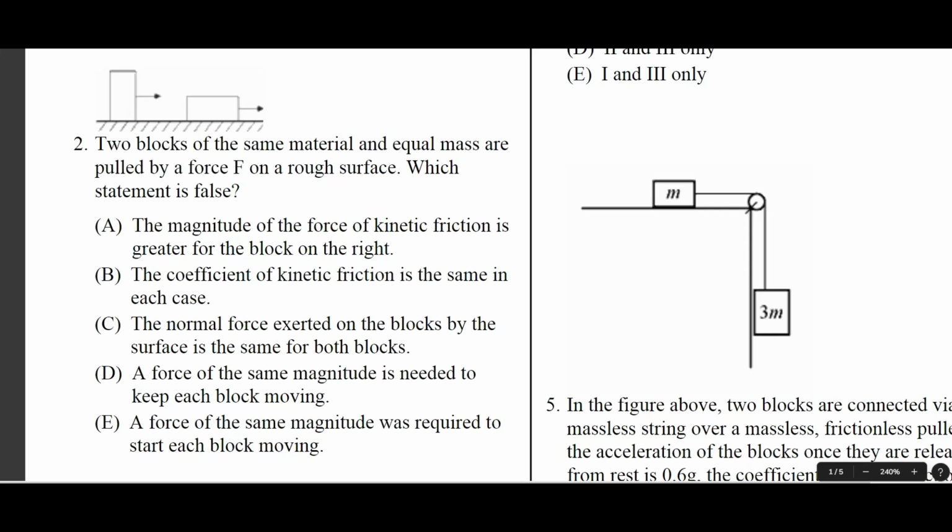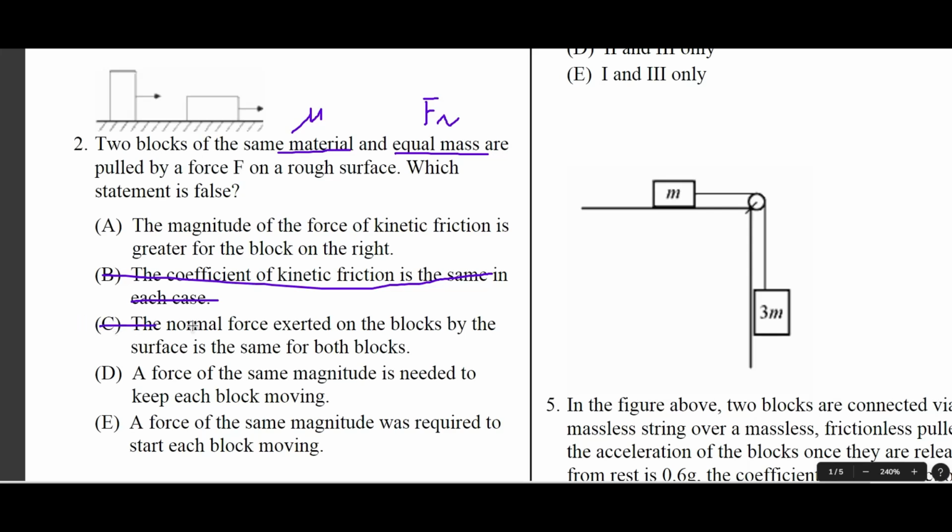All right, so they want us to figure out which one is false. One good way is to go through all the choices that don't make any sense. For example, this one, same force. The force required to pull it has to be balanced by the frictional force opposing it. Frictional force is based off of two variables: the material, which is the mu term, which here is the same, and the Fn term, which here is the same. So the frictional force will be the same. This will be out because they're the same material.